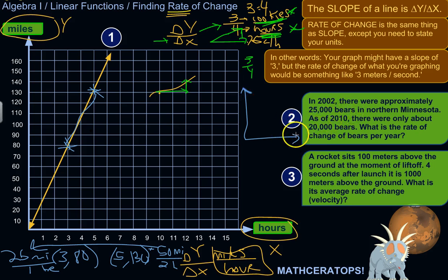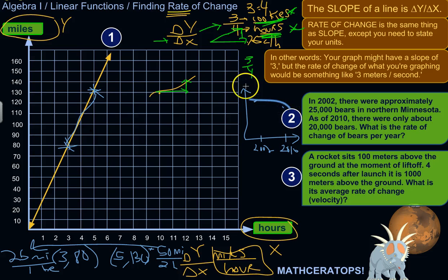You could do, starting at 2002 and then looking at 2010. So this would be the x-axis. You'd measure the years, the unit of time. Okay, so in 2002 there were 25,000 bears. So let's say that's 25,000. As of 2010, there's 20,000. You know, it's gone down a little bit.